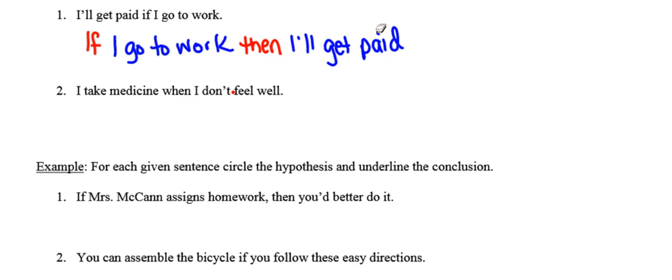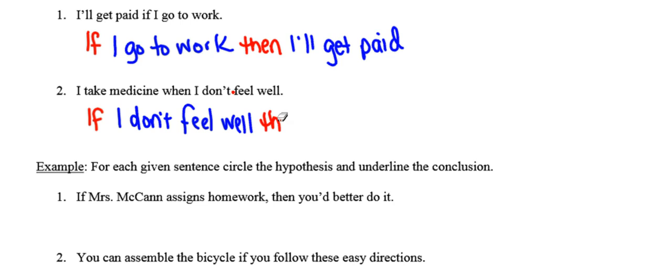And for the second one, I take medicine when I don't feel well. Well, it has to start using the word if. If I don't feel well, the connecting word is then. And as a result of not feeling well, I take my medicine.